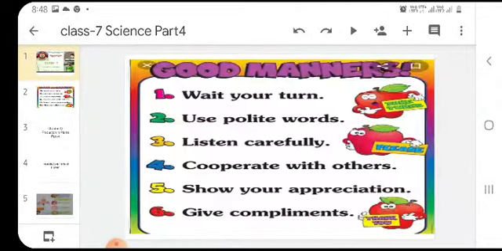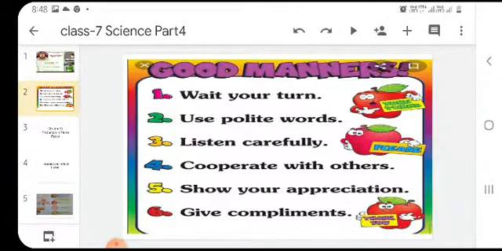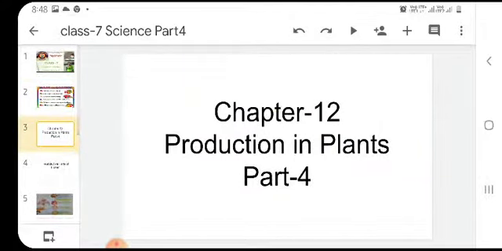Dear students, before starting the chapter, let us learn good manners. Always wait your turn, use polite words, listen carefully, cooperate with others, show your appreciation and give compliments. These are the good manners. Now, dear students, chapter 12, reproduction in plants, part 4.